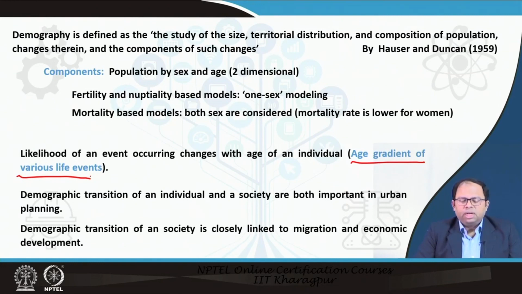Demographic transition of an individual and a society are both important in urban planning. So, not only how a particular individual is changing from one age group to another after a certain period of time, but how the entire society is moving and what implications it has in urban planning, both are important. And demographic transition of a society is closely linked to migration and economic development. That means the demographic pattern of a particular society influences the migration to that area, because different demographic structures indicate different kinds of economic development or different kinds of activity rates in a particular population.